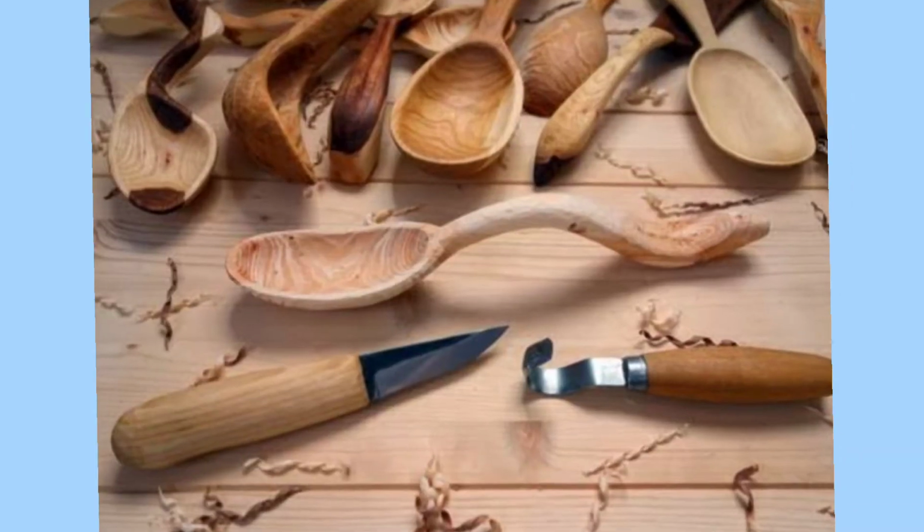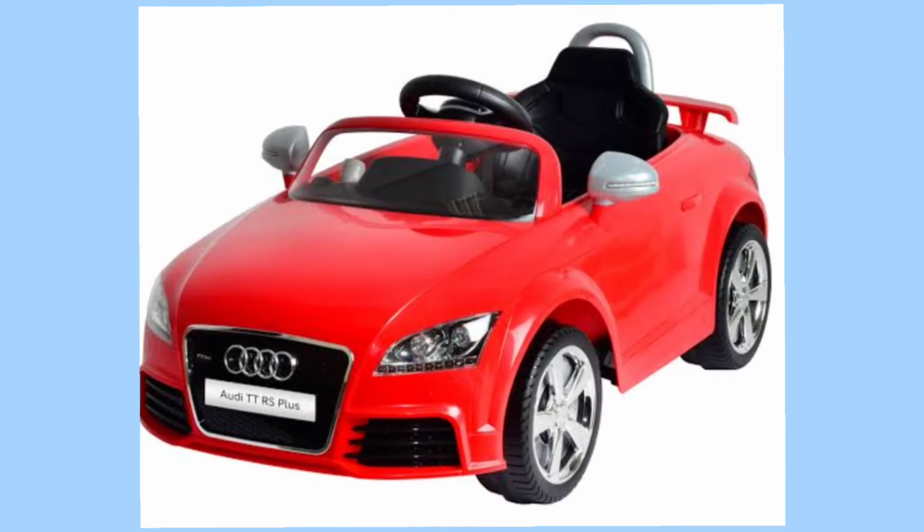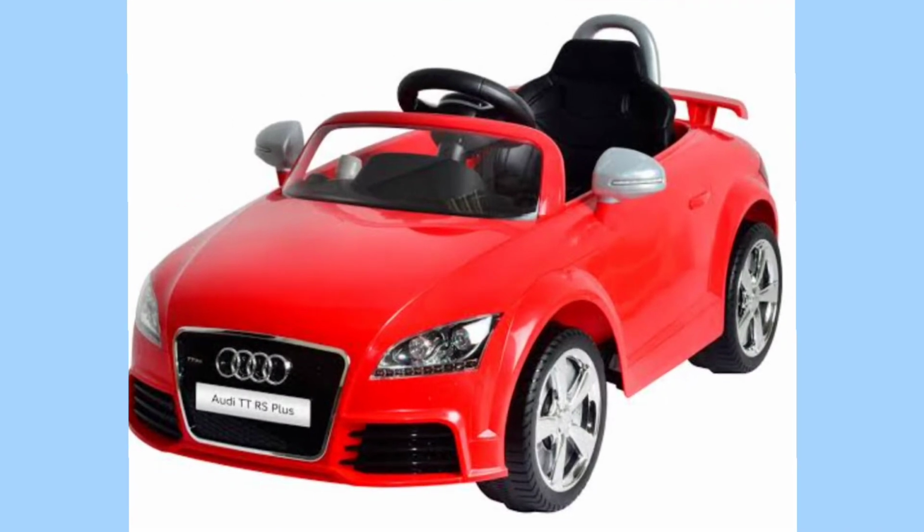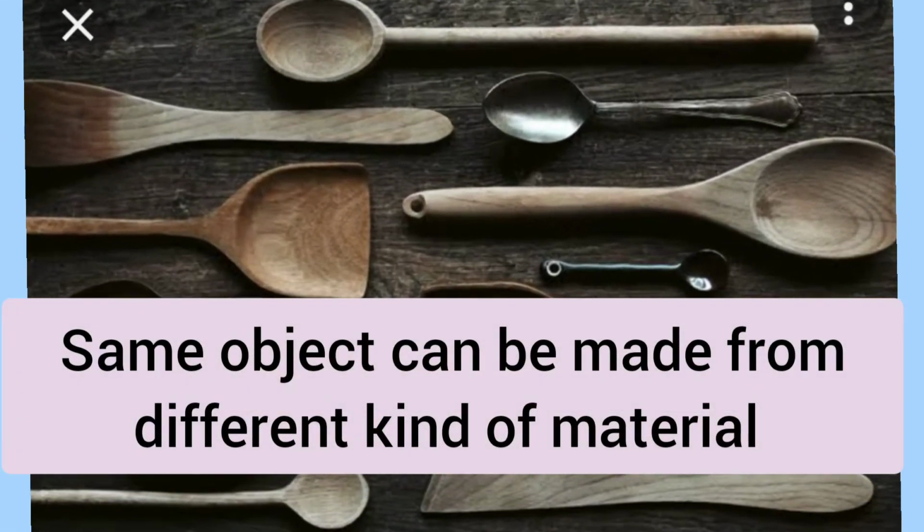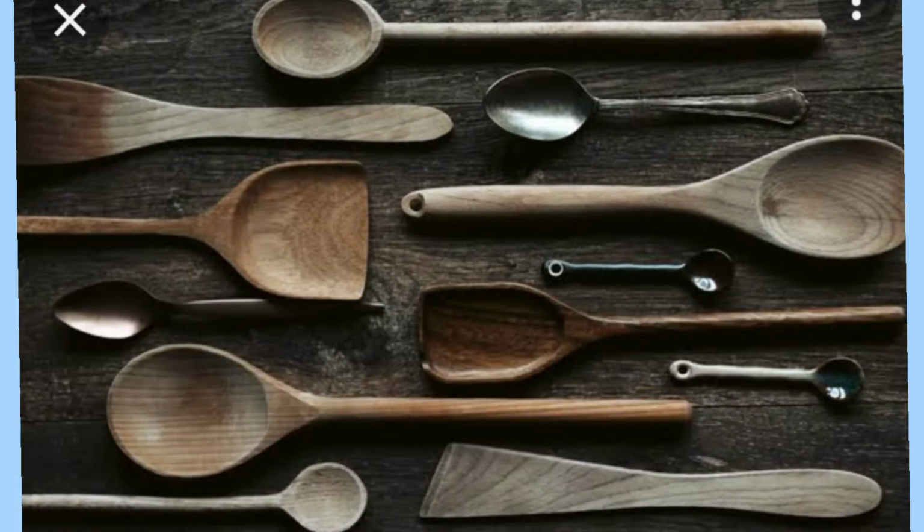Classification can also be done on the basis of the material they are made of. An object can be made of more than one type of material. For example, a toy can be made of plastic and steel both. The same object can be made from different kinds of materials. For example, a spoon can be made of steel or metal or plastic or wood.